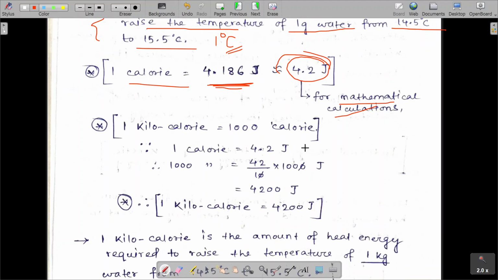And 1 kilocalorie is equal to 1000 calorie, like 1 kg is equal to 1000 gram. That is only 1 kilocalorie equal to 1000 calorie. And so we know 1 calorie equals 4.2 joule, then 1000 calorie equals 4.2 into 1000. That is, 1 kilocalorie is equal to 4200 joule. This is the derivation of this.